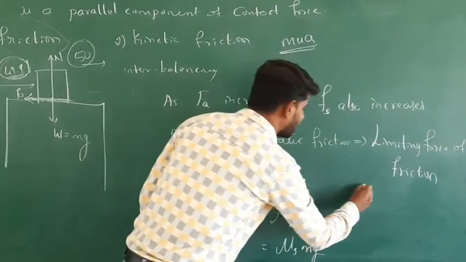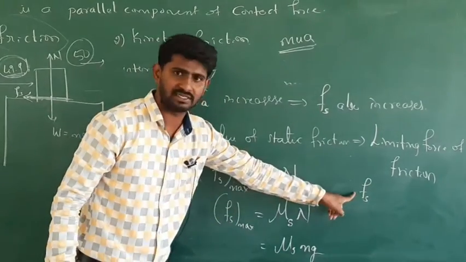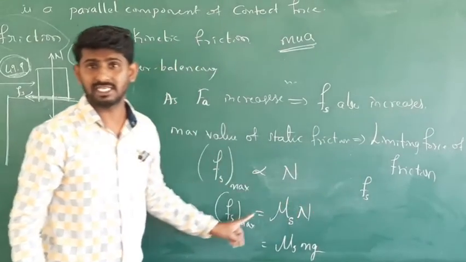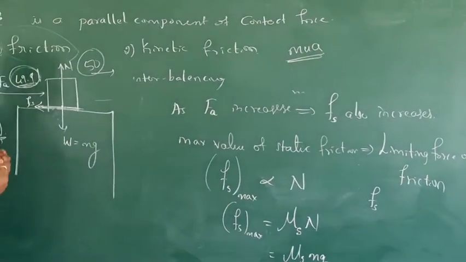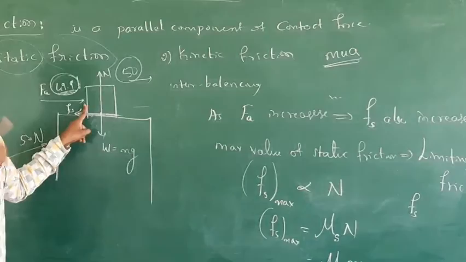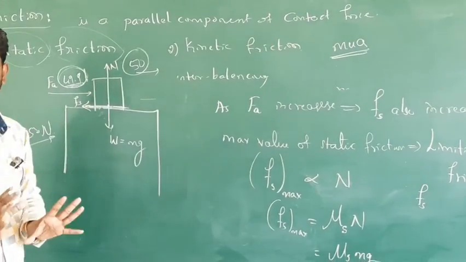Now I want to write simply Fs. What is the difference between Fs maximum and Fs? Fs means static friction in various cases, and Fs maximum is the maximum value of it. Like in this example, if I apply 5 Newton, this is Fs. 10 Newton, Fs. 20, 30, 40, 45, 46, 47, all are Fs values.